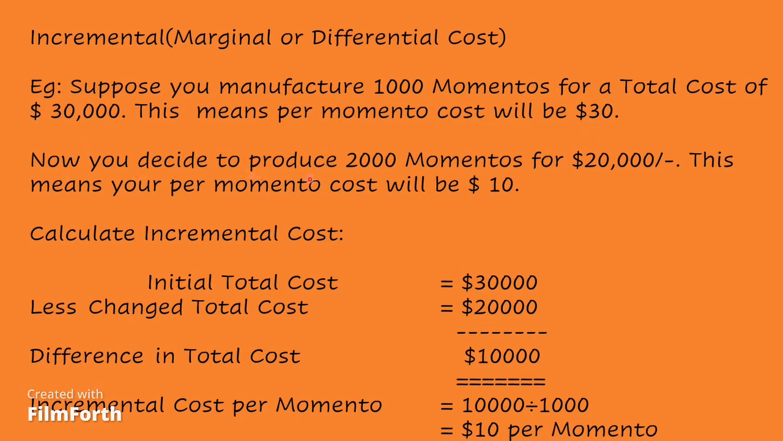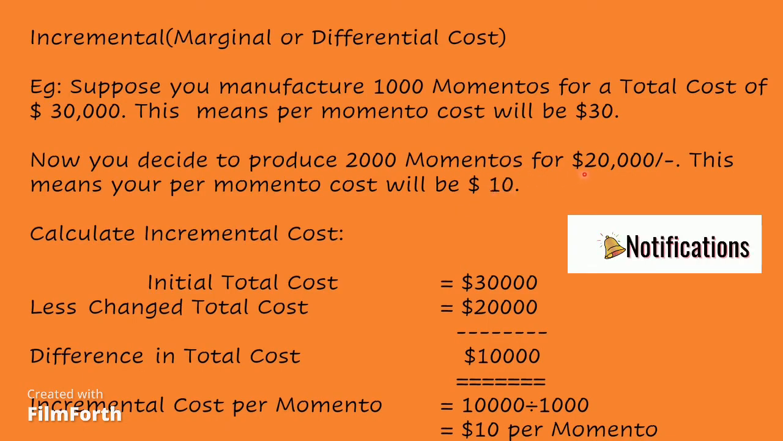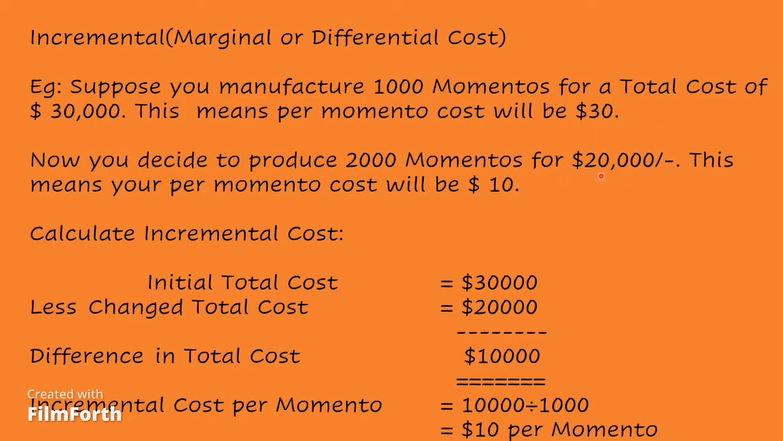Now you decide to produce 2000 mementos, and that would cost you a total of 20,000. Now this means your per memento cost will be $10. Now how did we get this $10? We divided the total cost for 2000 mementos divided by 2000 will give you $10. Now how do you calculate the incremental cost? As I told you before also, we have to take the total cost. From that we'll find out the incremental cost per unit of product.